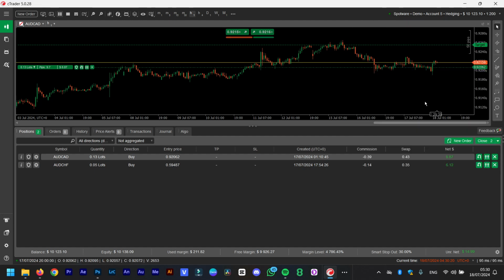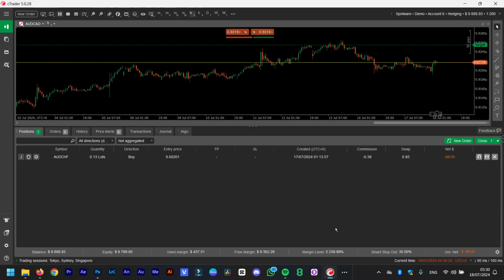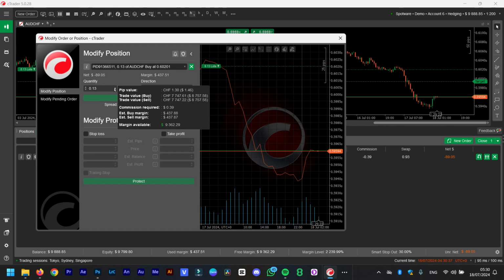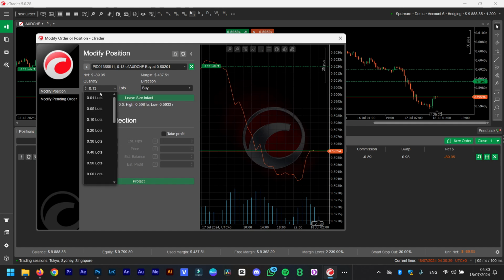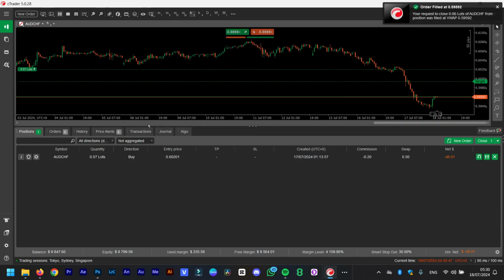So account number 6, let's see account number 6. Account number 6 is at 2,000% with only one trade, and that definitely has to do with CHF. I'm not sure what's going on with CHF right now, but you know what I'm going to do? It will be the same thing. So I'm going to decrease the lot size of it. Good. Now we have 4,000% of margin.